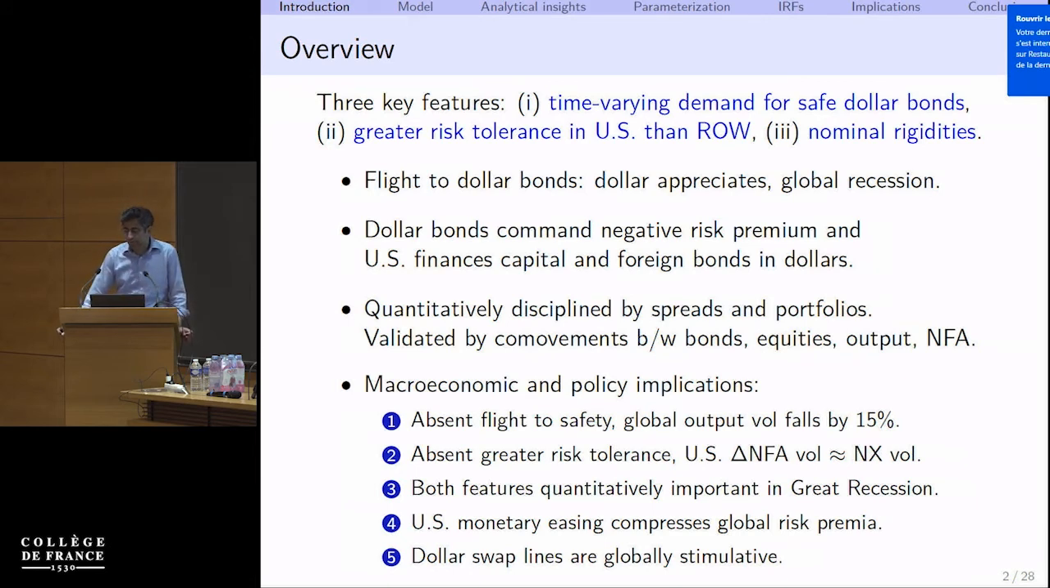And finally, this model opens the door for other types of macroeconomic policies, most notably what you might consider unconventional policies or macro-pru dollar swap lines as having non-neutral effects. In particular, in our model, dollar swap lines will be globally stimulative. Effectively, they counteract safety shocks, and they mitigate the global Keynesian recession.